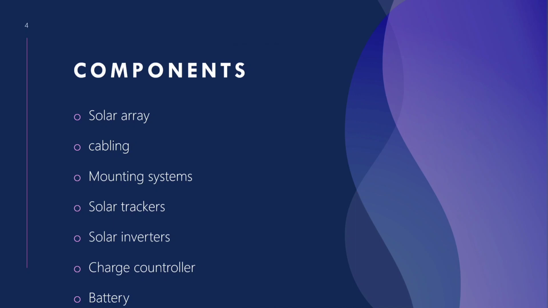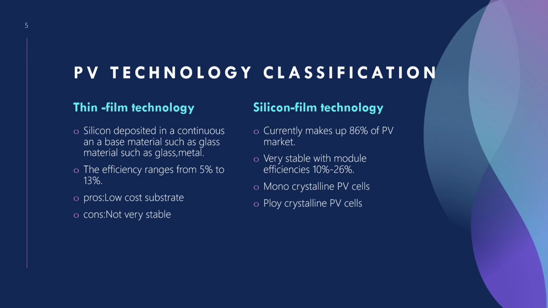Components are solar array, cabling, mounting systems, solar trackers, solar inverters, charge controller, and battery. Classifications are thin film technology, silicon film technology.